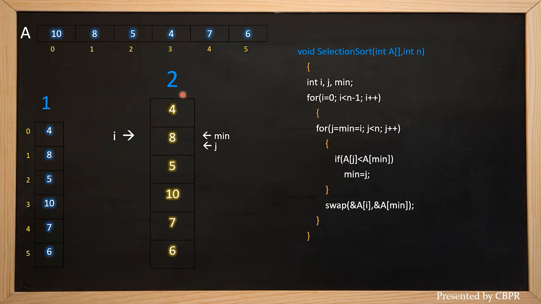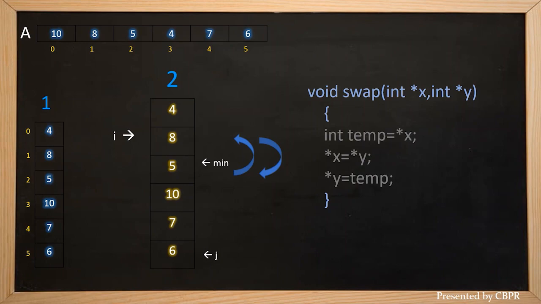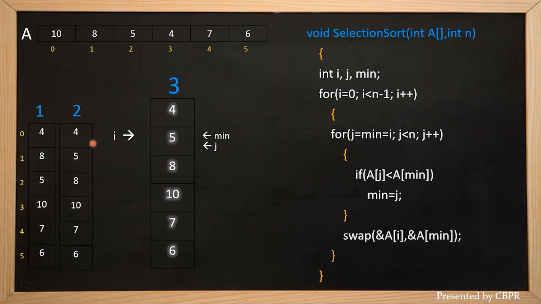In the second stage, the current position is pointing to the second array element. Similarly, as I have written in the code, min, j and i are pointing to the same current position, and then j searches for the minimum value and the min variable stores the minimum value among all the remaining array elements. Again swapping takes place between min and i. After completing the first two steps, the first two array elements are sorted.